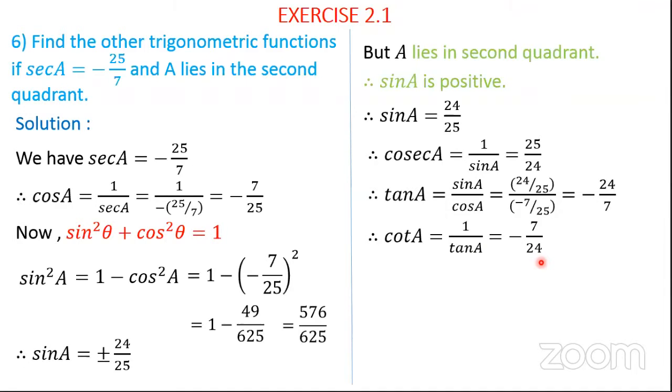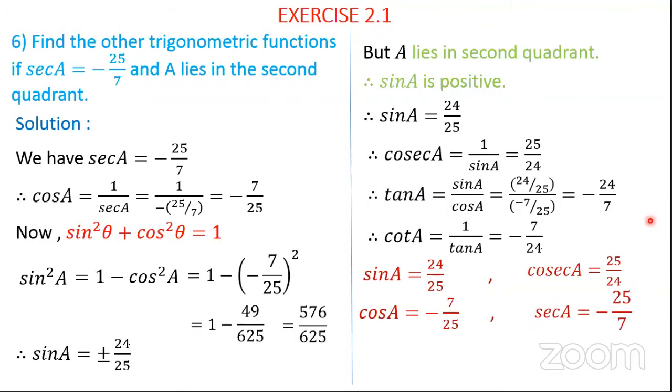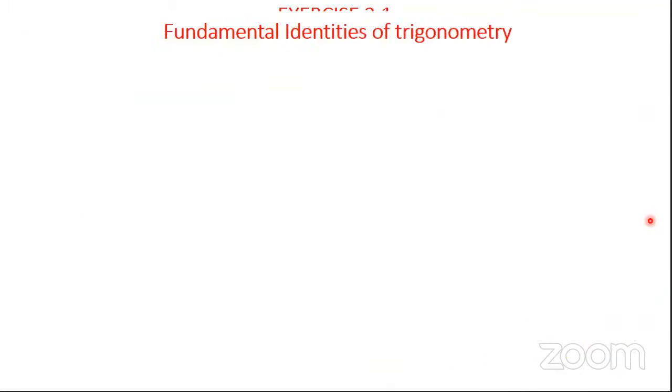So the required values of all the trigonometric functions are: sin A 24 by 25, cosec A 25 by 24, cos A minus 7 by 25, sec A minus 25 by 7, tan A minus 24 by 7, and cot A minus 7 by 24.